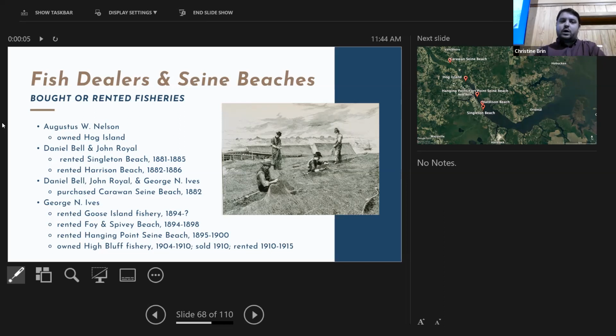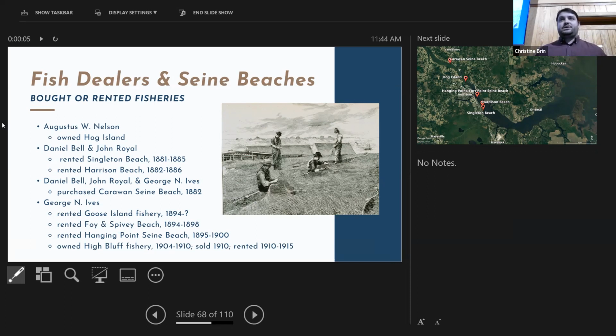Daniel Bell and John Royal, they rented a couple of beaches in the 1880s. Daniel Bell, John Royal, and George Ives all went in the business together and bought a seine beach in 1882. And George Ives, he rented a variety of beaches, and he bought one, or he owned one from 1904 to 1910, sold it, and then turned around and rented it for 5 more years.